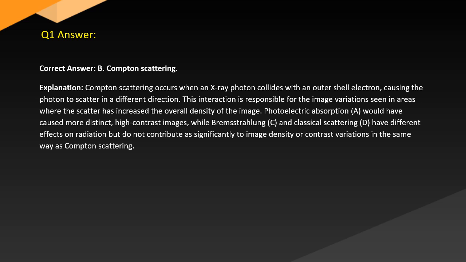Explanation. Compton scattering occurs when an X-ray photon collides with an outer shell electron, causing the photon to scatter in a different direction. This interaction is responsible for the image variations seen in areas where the scatter has increased the overall density of the image. Photoelectric absorption (A) would have caused more distinct, high-contrast images, while Bremsstrahlung (C) and classical scattering (D) produce different effects on radiation but do not contribute as significantly to image density or contrast variations in the same way as Compton scattering.